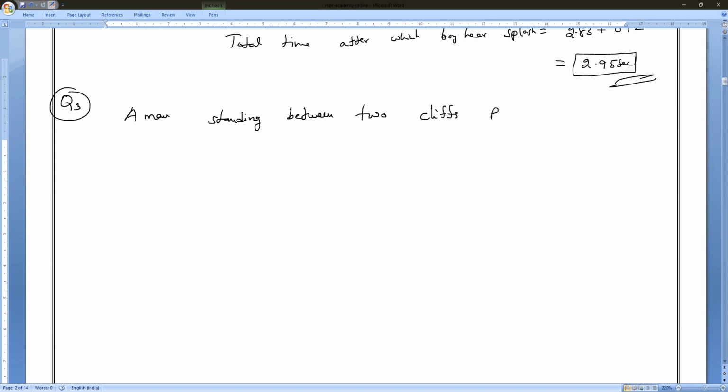Two cliffs. A man fires a shot and hears two echoes. Two echoes means each cliff gives one echo, after 2 seconds and 2.5 seconds respectively. Do you understand, everybody? Calculate the distance between the two cliffs.